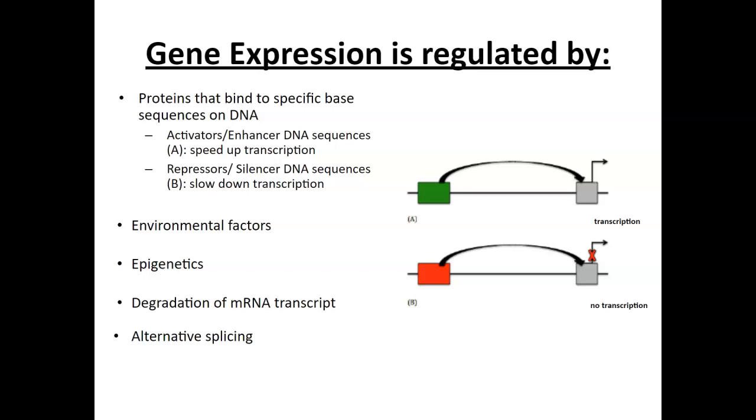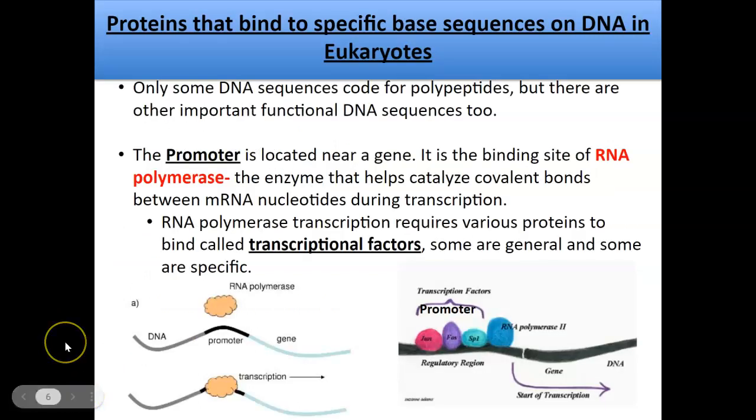Gene expression can also be controlled by environmental factors, epigenetics, the degradation of mRNA, so breaking down mRNA, and then alternative splicing. We'll talk more about all of these on upcoming slides. We'll first talk about proteins that bind to specific base sequences on DNA in eukaryotic cells.